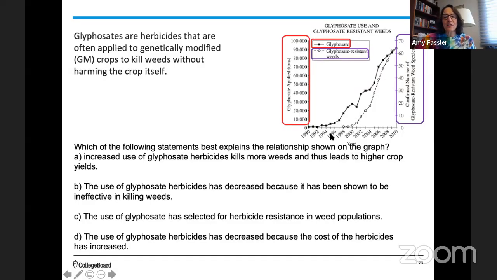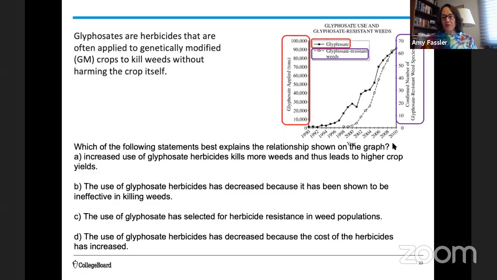And you notice, again, before I even read the question, I want to just take a couple of seconds and do an initial interpretation and make sense of this. So I can see that the use of glyphosate herbicides has increased dramatically. Look at the slope of that line. And I also see that after a little bit of lag time, it appears as if the number of glyphosate resistant weeds increased at the same rate, like a mirror image. So now let's take a look at the multiple choice question.